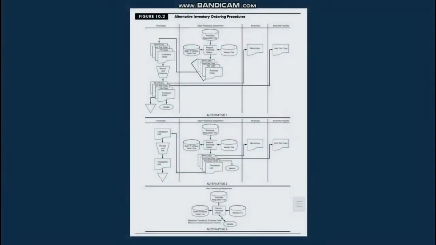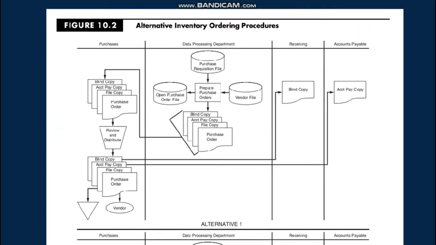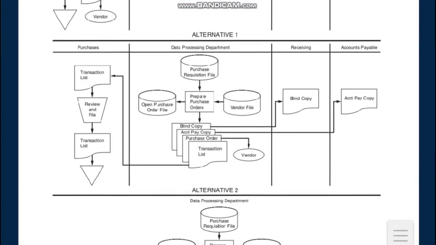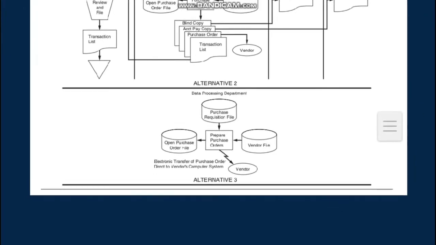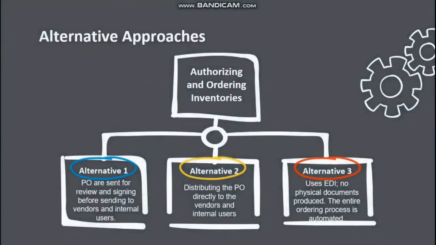Before going into step 2, there are 3 alternative approaches for authorizing and ordering inventories. These are the 3 different methods. Here is alternative 1, and here's alternative 2, and the third alternative. In alternative 1, the system prepares the purchase order documents and sends them to the purchasing department for review and signing. The purchasing agent then mails the approved purchase order to the vendors and distributes copies to other internal users.